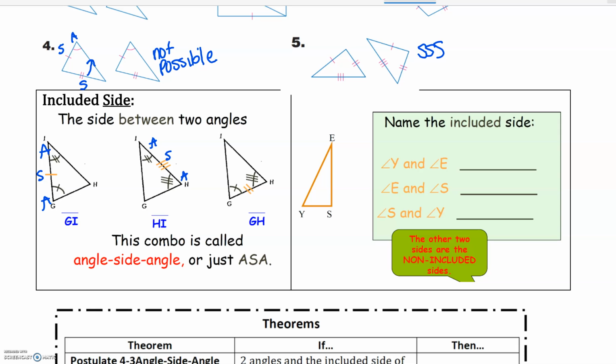Again, nothing between. So let's go ahead, and if we're looking at angle Y and angle E, what is the side or the included side between them? It would be this one right here, YE. And then if we're looking at ES, and it would be angle E, angle S, this would be the side between the 2 angles, the included side. And last, S and Y, and you could say SY or YS.